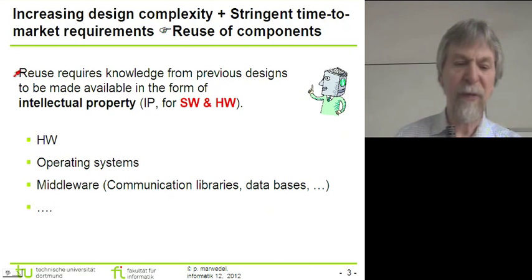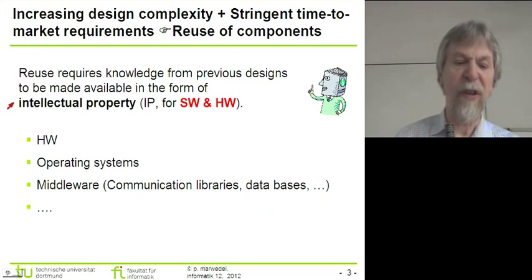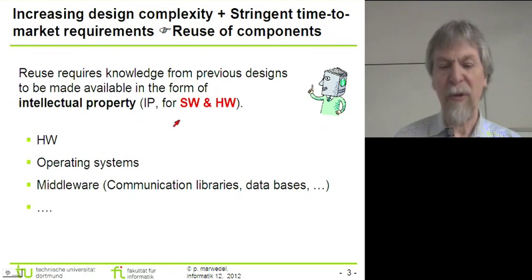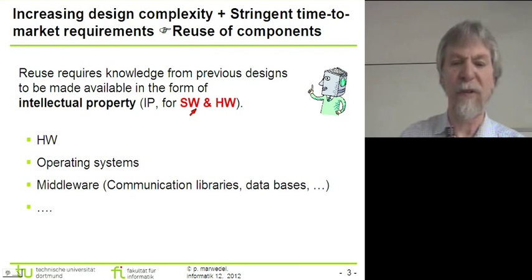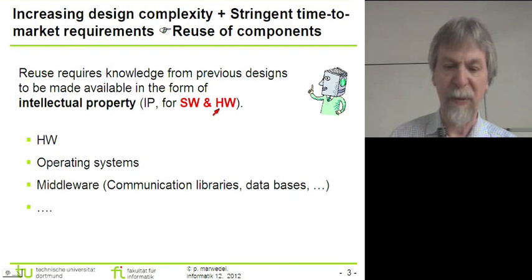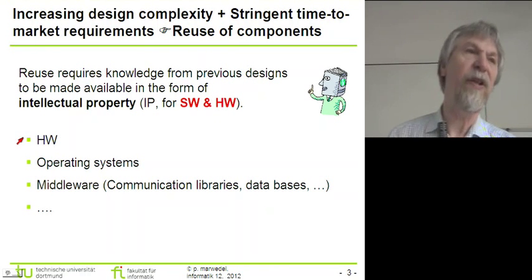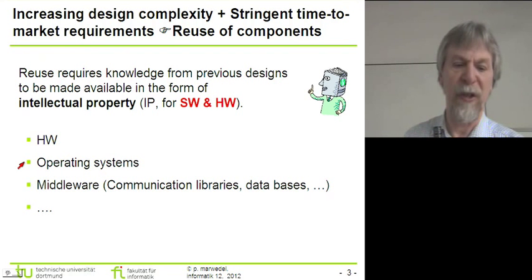So therefore, we have to try to reuse knowledge from previous designs. Such previous knowledge is also called intellectual property or IP. Now, from my point of view, IP includes both software and hardware IP. Many people just constrain the use of that term to hardware IP, but I think software IP is very important as well. Implicitly, we did already look at hardware IP when I discussed hardware in the third chapter of this companion textbook. And in the last lecture, I looked at operating systems for embedded systems.